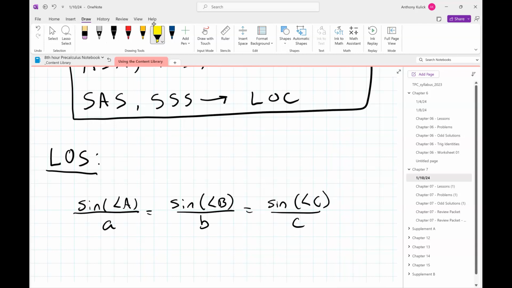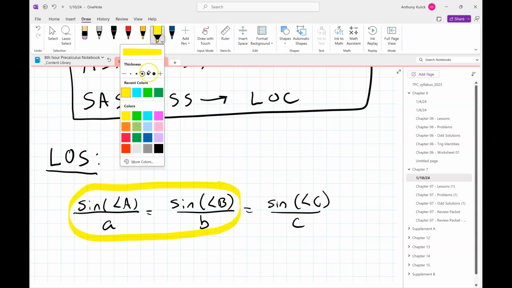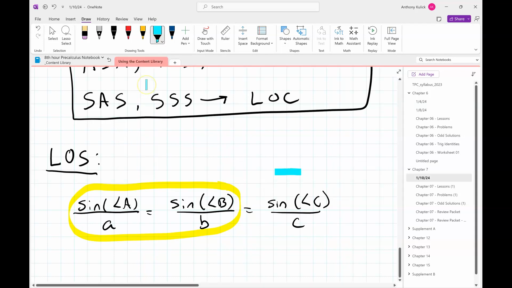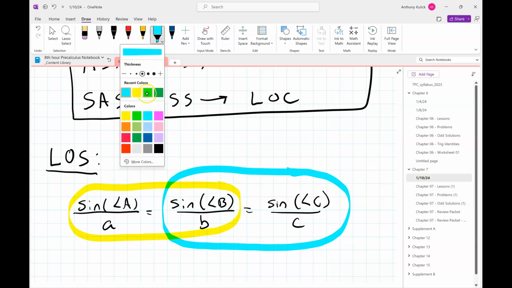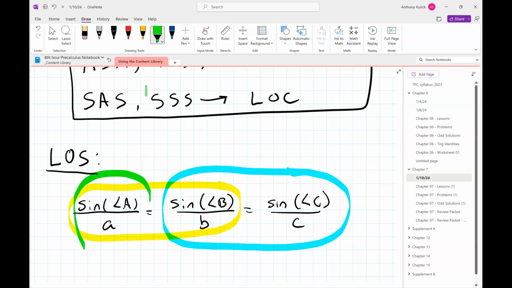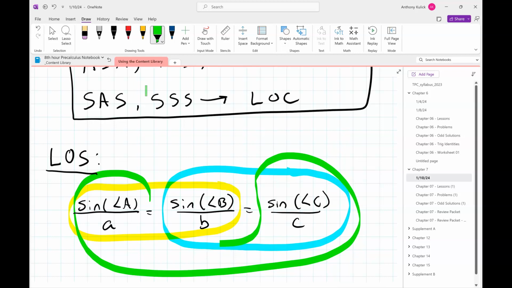Now, this is what we call the law of sines. Keep in mind when we're looking at this, this is actually 3 formulas in one. We could set those 2 fractions equal to each other, or those 2 fractions, or those 2 fractions. Does everybody kind of see how this is just 3 equations in one?